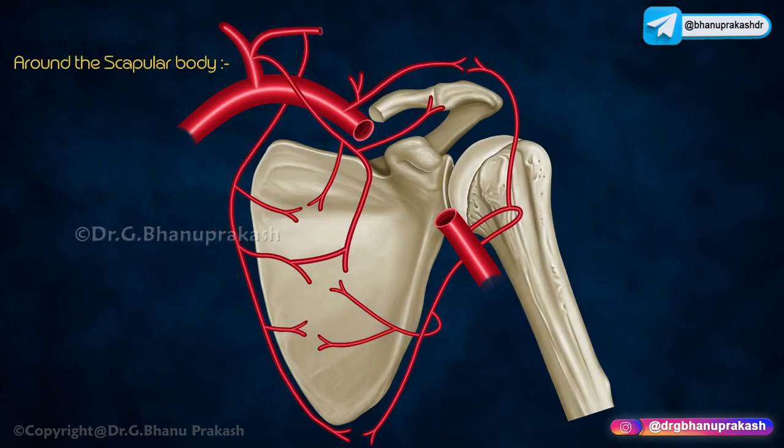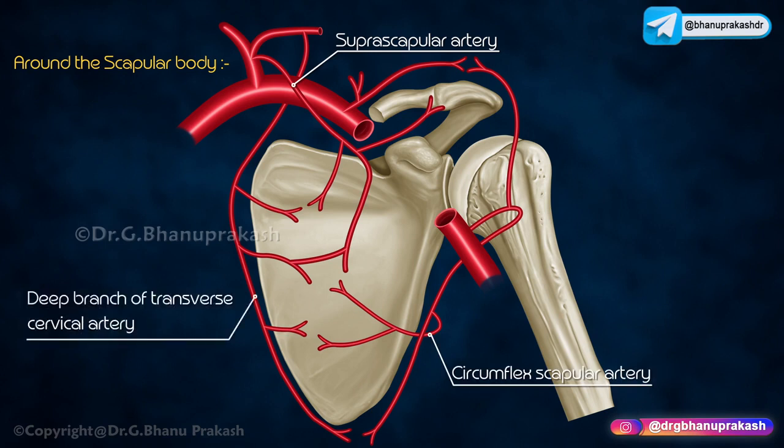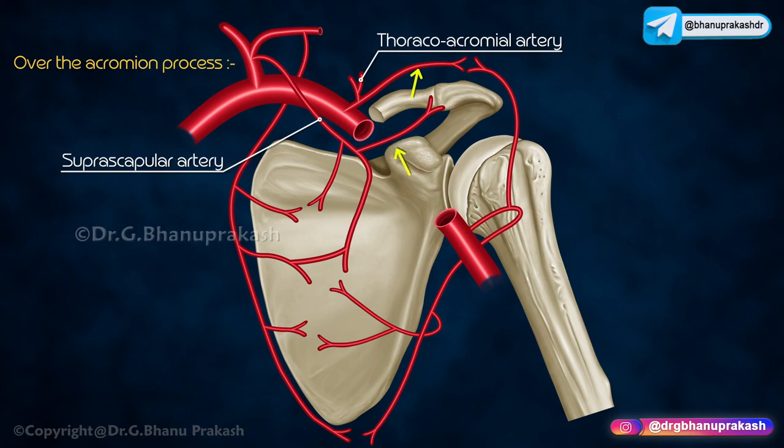Around the scapular body. Here, anastomosis occurs between the suprascapular artery, which is a branch of the subclavian artery, circumflex scapular artery, a branch of the third part of the axillary artery, and the deep branch of the transverse cervical artery. Over the acromion process. Here, anastomosis occurs between the acromial branch of the thoracoacromial artery, acromial branch of the suprascapular artery, and acromial branch of the posterior circumflex humeral artery.